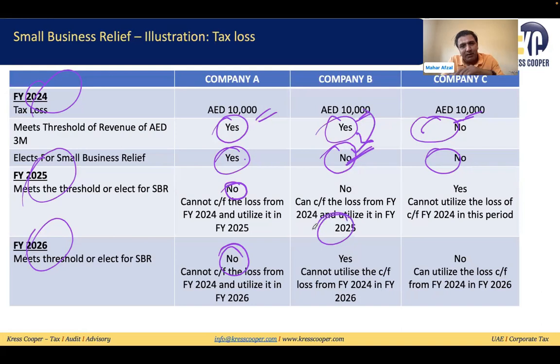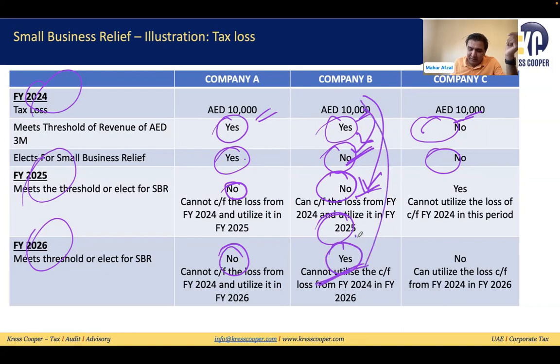Okay, in company B, 10,000. Tax loss is 10,000. Threshold meet, yes, they are meeting the threshold. Elect for small business relief, no, they are not electing for small business relief. So 2025 meet the threshold, elect for small business relief, no, they are not opting here. They are not opting for the small business relief. They can adjust this loss. Here they are opting for small business relief. They cannot adjust this loss.